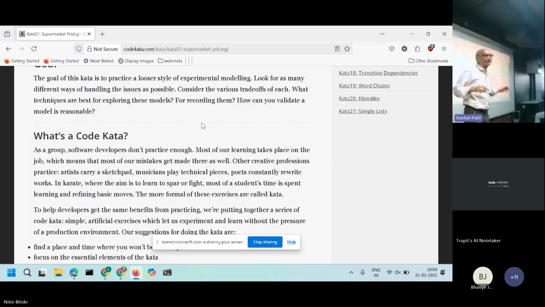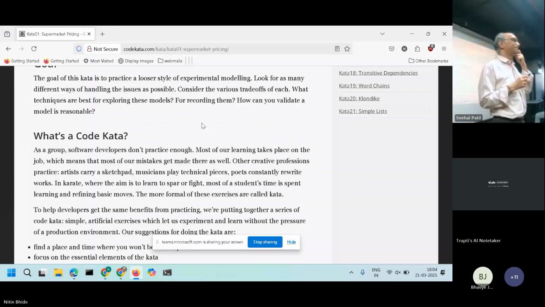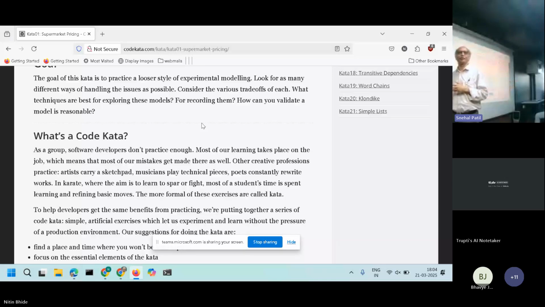So out of all these thought experiments, how many did you do? And do you think if you do this kind of kata experiment, the way we are doing for the kata, for your project, part of the project, will it help?